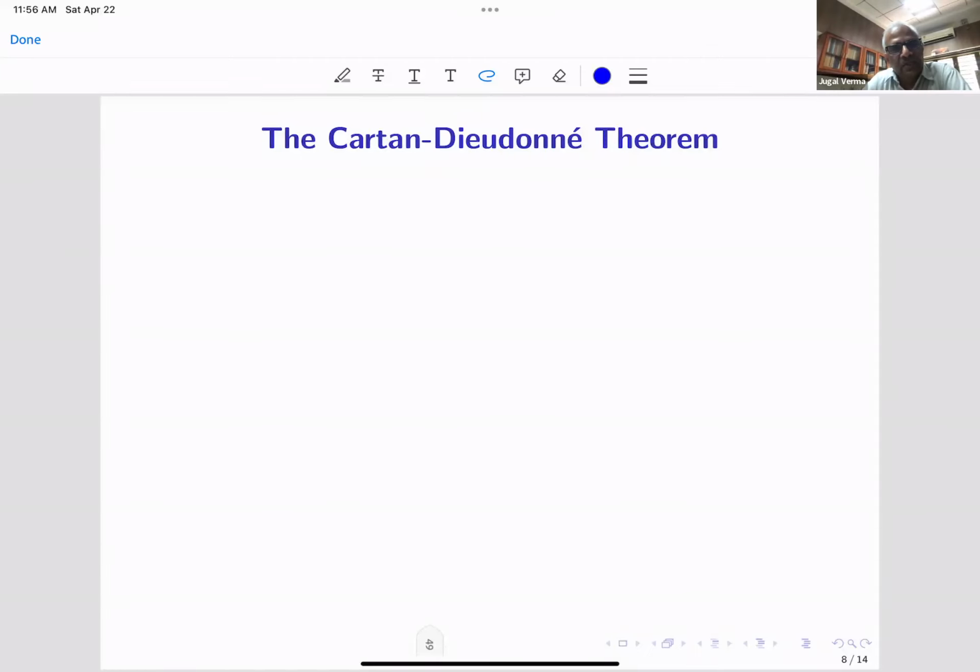And Dieudonné thought about these classical groups over an arbitrary field. So the theorem that I'm going to talk about was discovered by Elie Cartan for the real and complex field, and it was generalized by Dieudonné over an arbitrary field. So it is a very attractive statement.